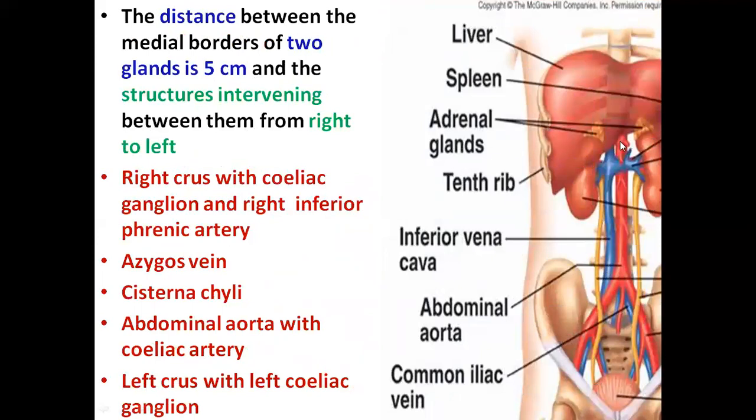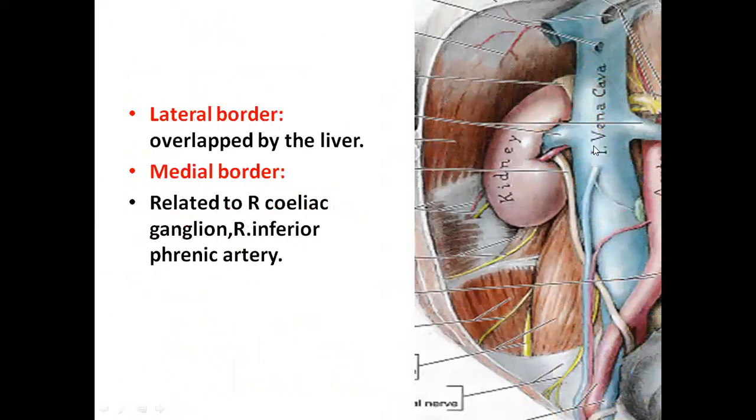The distance between the two medial borders of the right and left suprarenal glands is 5 centimeters, and the structures which are intervening from right side to left side are right crus of the diaphragm, celiac ganglion, right inferior phrenic artery, azygous system of veins, cisterna chyli, abdominal aorta with celiac trunk, then left crus of diaphragm and left celiac ganglion. Now coming to the lateral border, this becomes the lateral border which is overlapped by the liver.